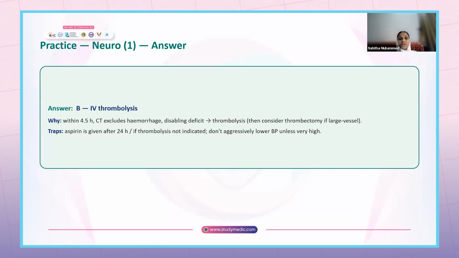Also, we have to take a history of whether there was any contraindication for thrombolysis. But here it is a straightforward question. There are no other confusing options, so go for thrombolysis. Here with aspirin, there is a trap: once we have done thrombolysis, never start aspirin immediately. Aspirin is started 24 hours after thrombolysis.